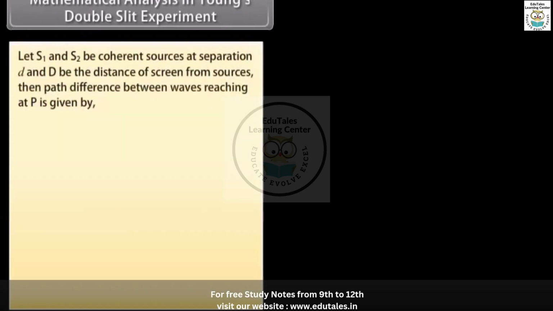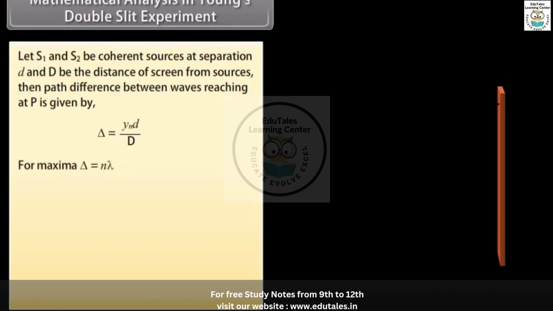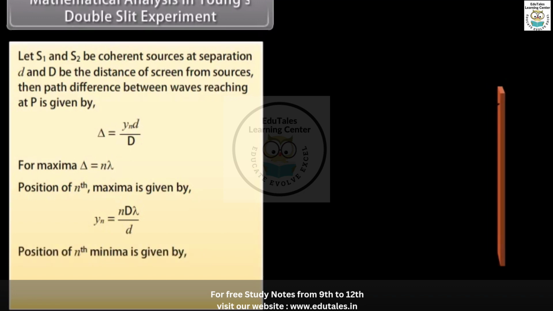Mathematical analysis in Young's double slit experiment. Let S1 and S2 be coherent sources at separation small d, and capital D be the distance of the screen from the sources. Then the path difference between waves reaching at P is given by the product of yn and small d divided by capital D. For maxima, delta is equal to n lambda, and the position of the nth maxima is given by n capital D lambda upon small d. The position of the nth minima is given by (2n minus 1) upon 2 into capital D lambda upon small d.